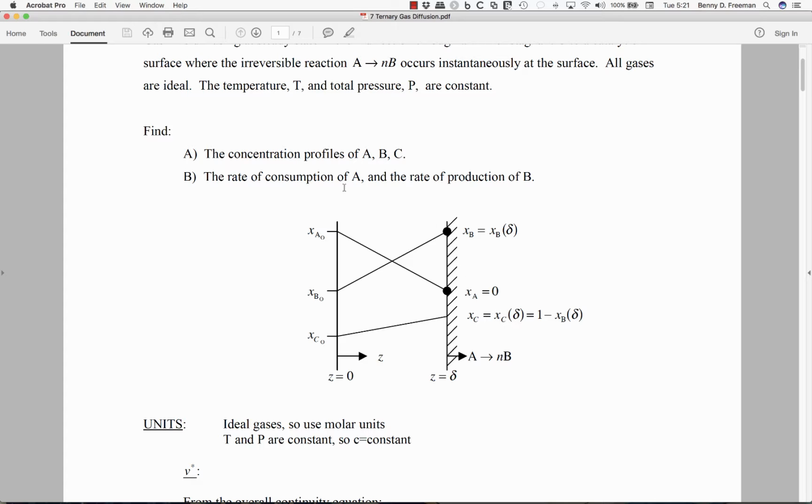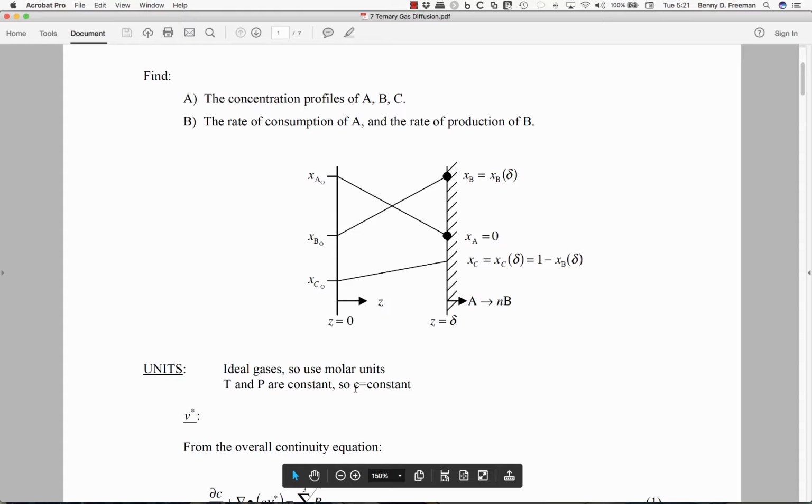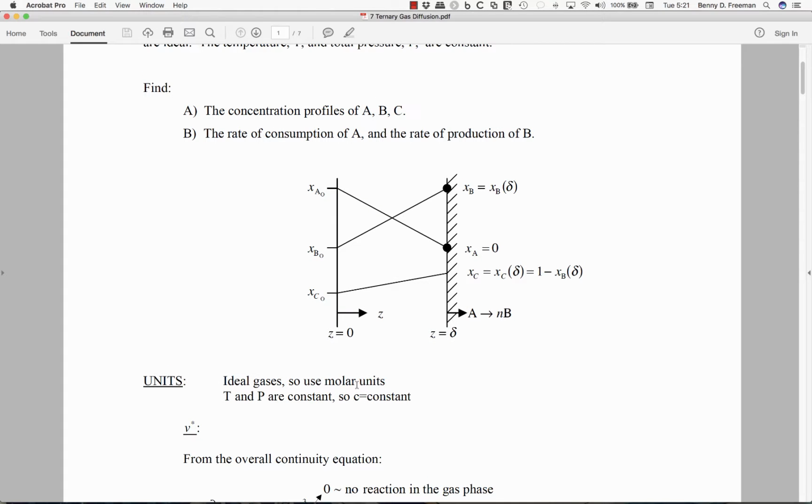We're going to look at this in the limit where temperature and pressure are constant, and where the gases are ideal, and that means that the total molar concentration of gas inside this boundary layer is constant. Remember that for an ideal gas, the molar concentration is just the pressure divided by R, the gas constant, times temperature T. And so if temperature and pressure are constant, then the total molar concentration is constant as well.